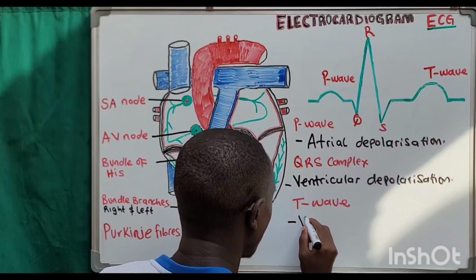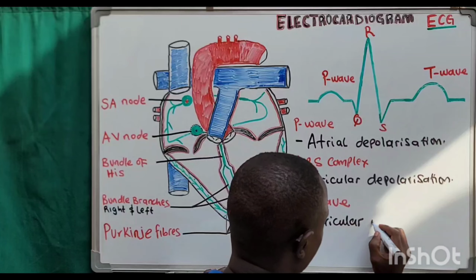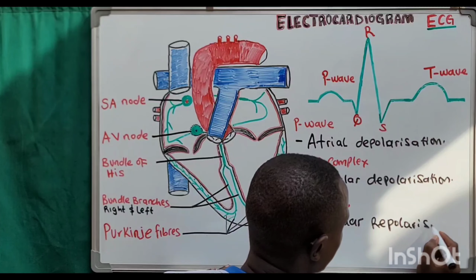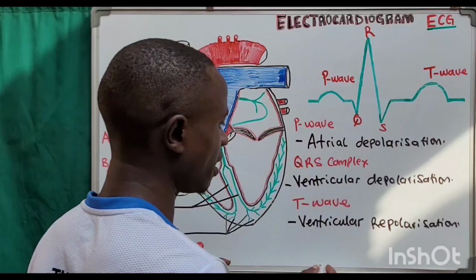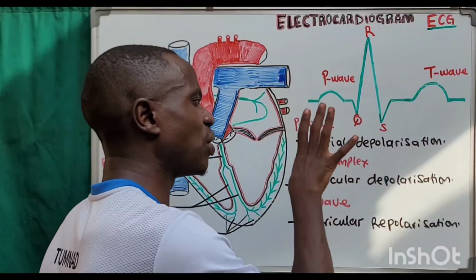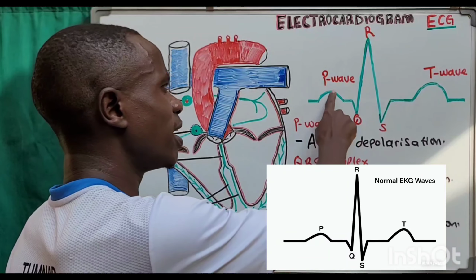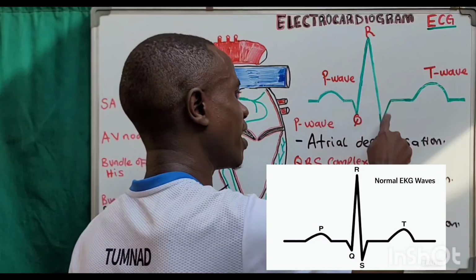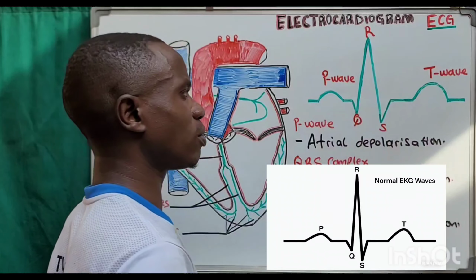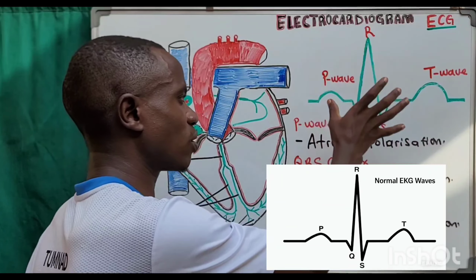Okay, ventricular repolarization. So now these are the parts of the normal ECG. It has a P wave. It has a QRS wave, or the QRS complex, and also a T wave. Okay, so this is the normal parts of the ECG.